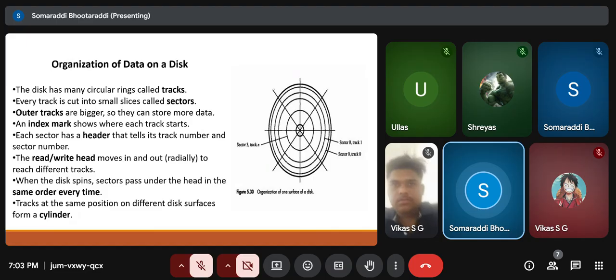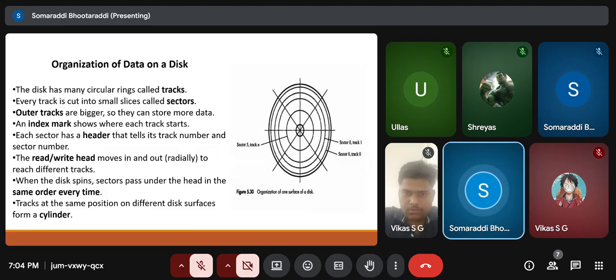The disk has many circular rings called tracks. Every track is cut into small slices called sectors. Outer tracks are bigger so they can store more data because of their circumference. An index mark shows where each track starts, meaning every circle has an initial mark. This tells the head to read the data from there.